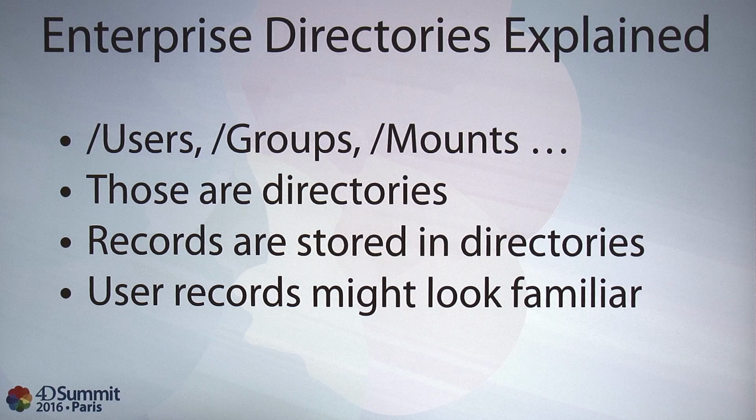So in Mac OS, because I'm more familiar with that, you can have users, groups, mounts, networks, and so on. Those are actually directories in the Open Directory world. And those directories contain records, which can be user records, group records. Mounts means the network mounts, like the paths to the network shares.